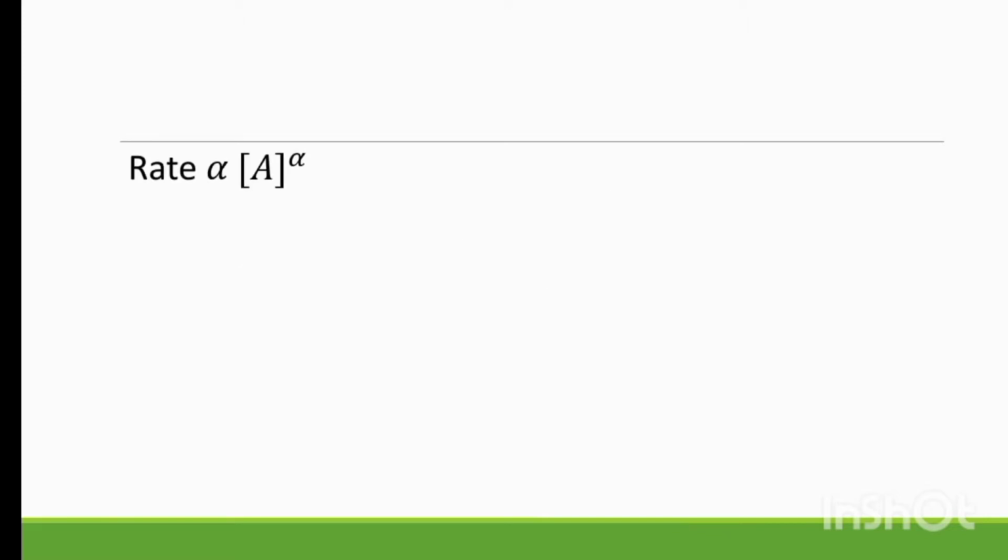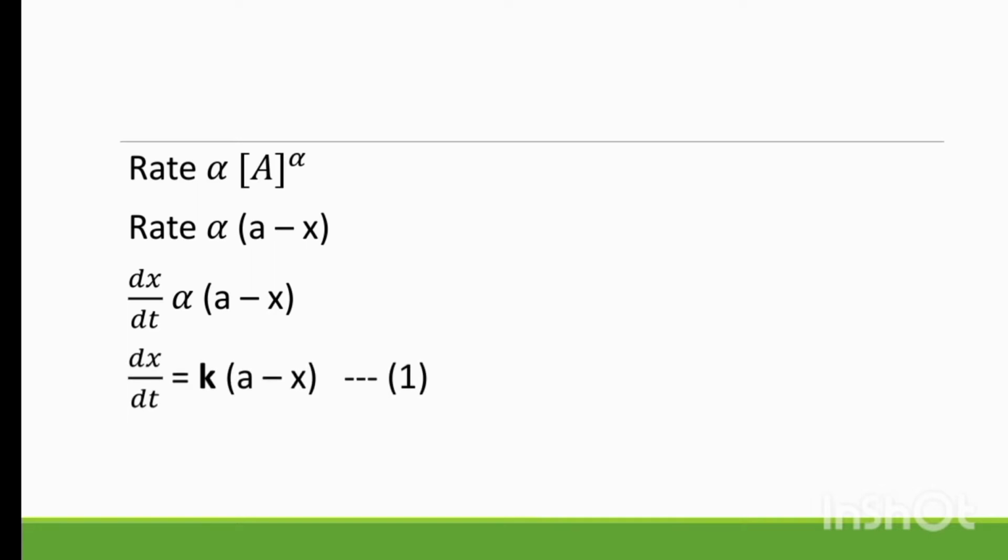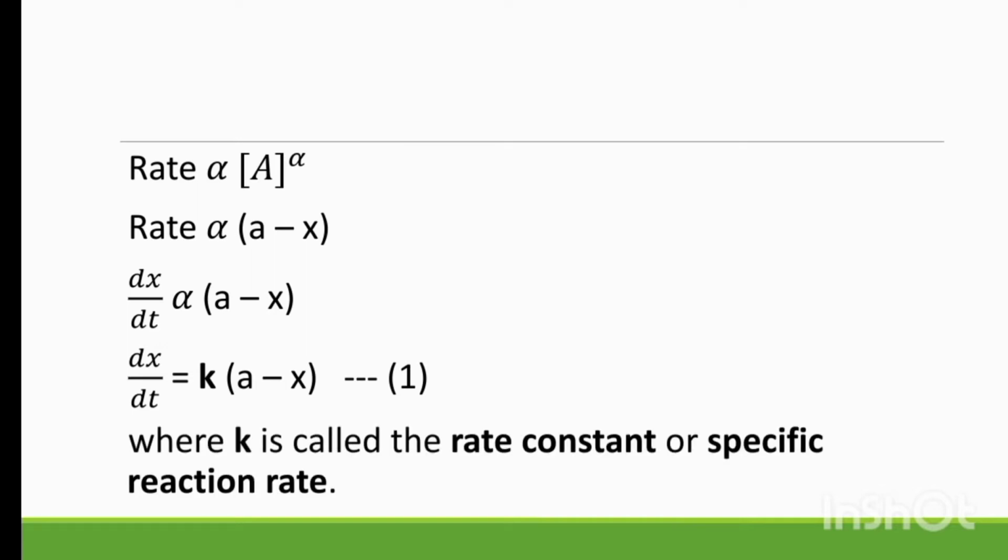Rate is directly proportional to the molar concentration of A raised to alpha, where alpha is equal to 1 since it is a first order reaction. Substituting the value of A, that is A minus x, in the equation. Taking the derivative of rate, we get dx upon dt is directly proportional to A minus x. By removing the proportionality sign, we add a constant k, where k is called a rate constant or specific reaction rate. Let's number this equation as equation number 1. In the next slide, we are going to rearrange this equation and bring all the x terms on one side.